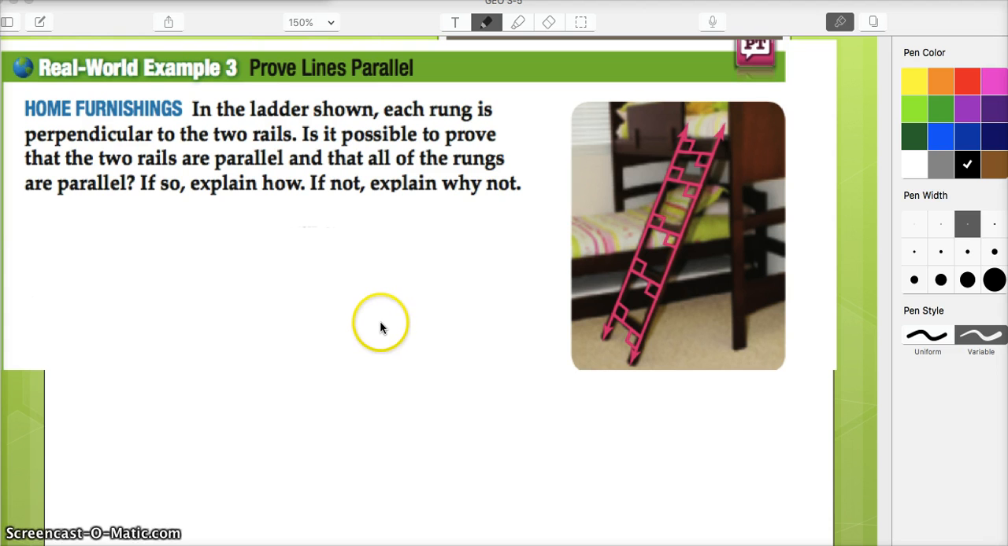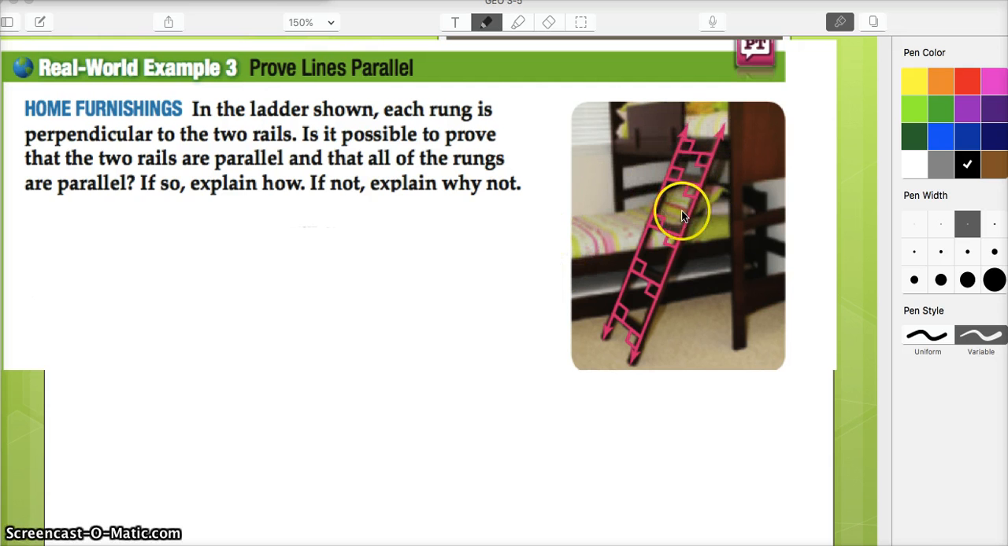Okay, this is the last of our examples for today. So let's take a look. Home furnishing. In the ladder shown, each rung is perpendicular to the two rails. Is it possible to prove that the two rails are parallel and that all of the rungs are also parallel? So we need to prove that the two rails are parallel and that the rungs are also parallel to each other. Well, seeing these 90-degree angles, explain how, and if not, explain why not.